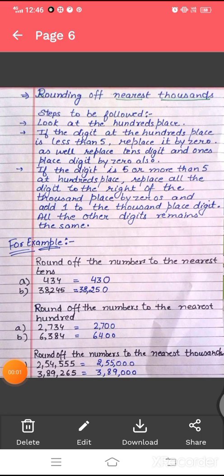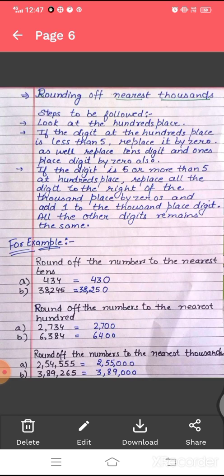Rounding to the nearest thousand, steps to be followed. First step, look at the hundreds place. For rounding to the nearest thousand, you have to look at the hundreds place. If the digit at the hundreds place is less than 5, replace it by 0, as well as the tens digit and ones digit, by 0. If the digit at the hundreds place is 5 or more than 5, replace all the digits to the right of the thousand place by zeros and add 1 to the thousand place digit, and all the other digits remain the same.